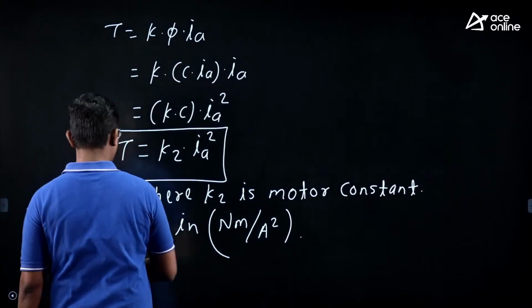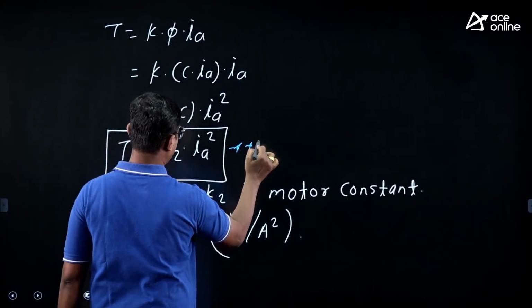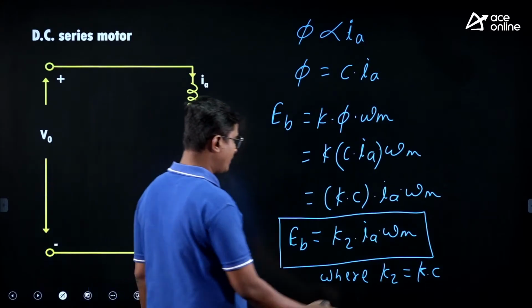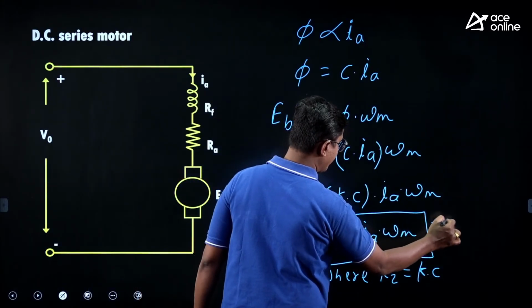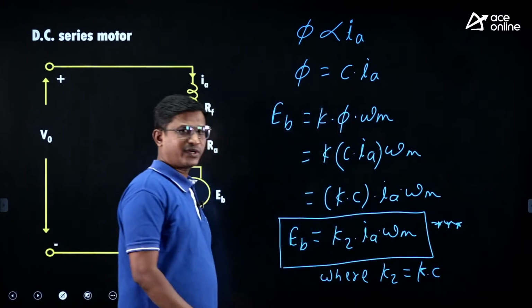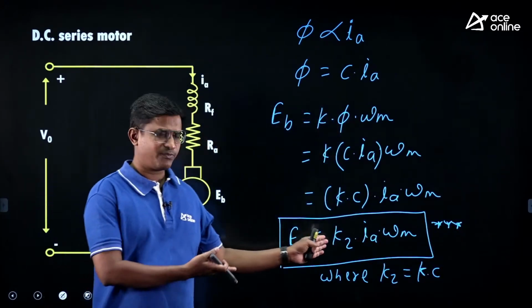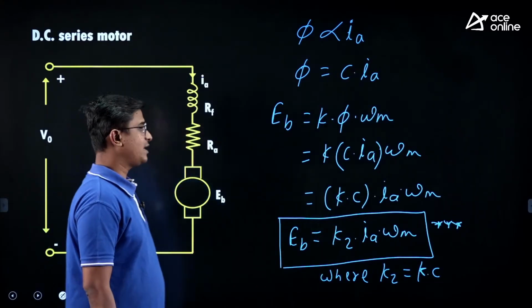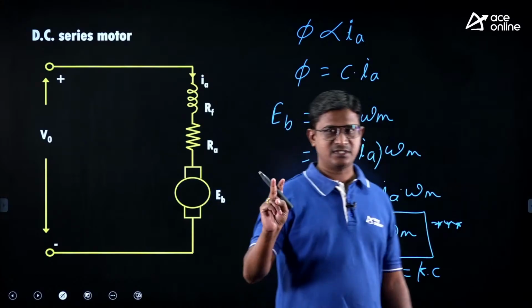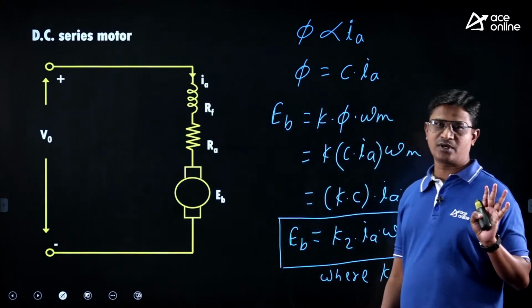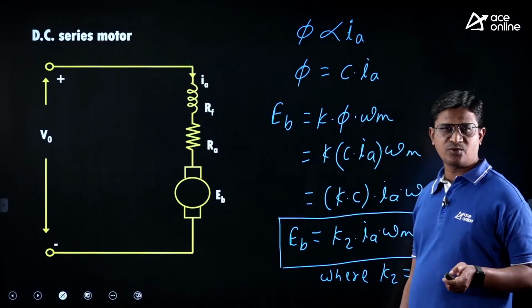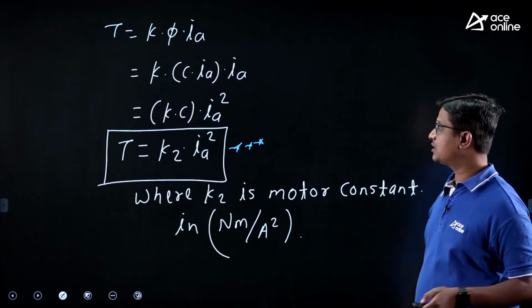So, these two expressions: torque is equal to K2 into Ia square, and EB equal to K2 into Ia into omega m. You can write K2, you can write K, it doesn't matter because it is only a constant, right? And for a separately excited DC motor, we have the two expressions. So these four expressions are important, EB and torque: two for DC series motor, two for separately excited DC motor.